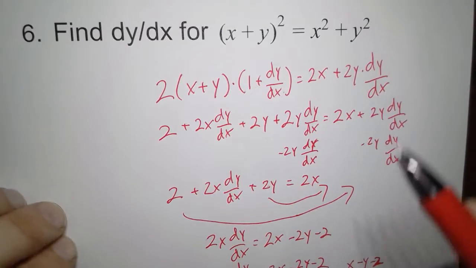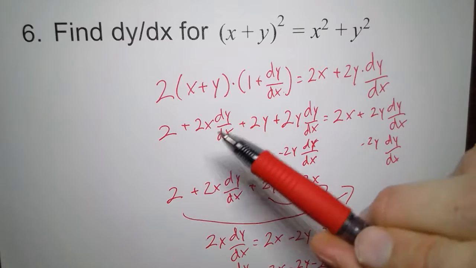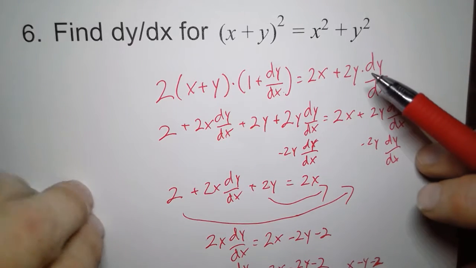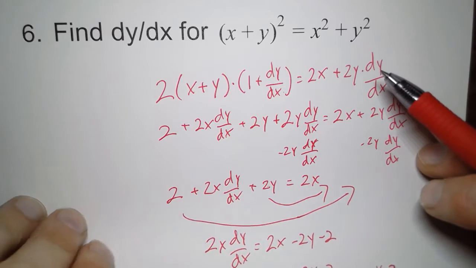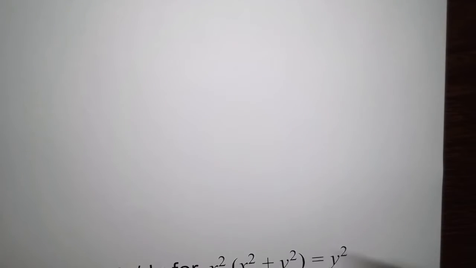So here, when you have dy/dx's on both sides, you've got to get them on the same side once you take the derivative. Now it was coincidence for us that the dy/dx's canceled out. That won't always happen. So let's look at number 7.